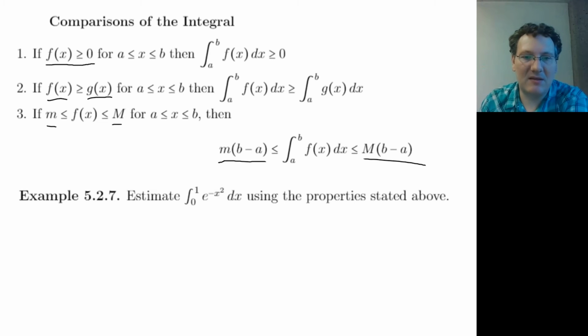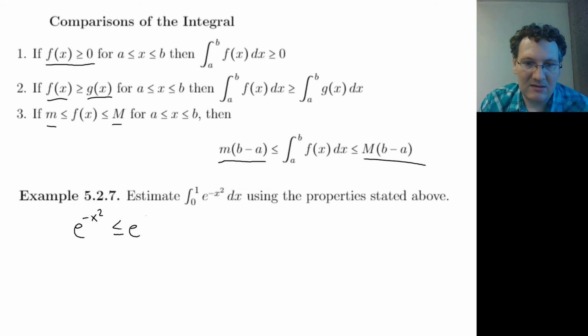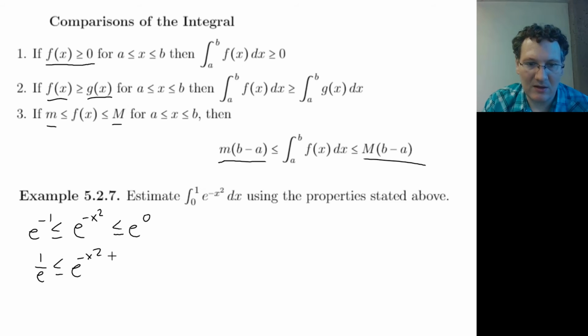So we'll attempt to estimate this using the properties stated above. Well, okay, so e to the negative x squared, we can say a few things about this. We know that e to the negative x squared on the interval from 0 to 1 is a decreasing function. It's upper bounded by e to the 0, and it's lower bounded by e to the negative 1. So this is 1 over e less than or equal to e to the negative x squared, which is less than or equal to 1.